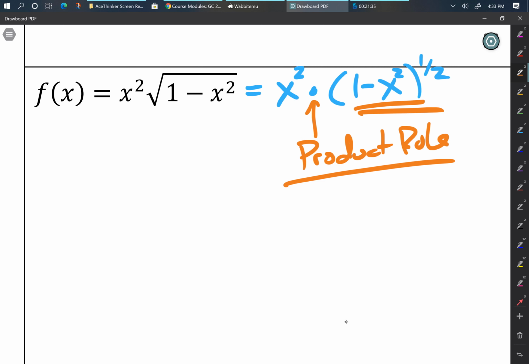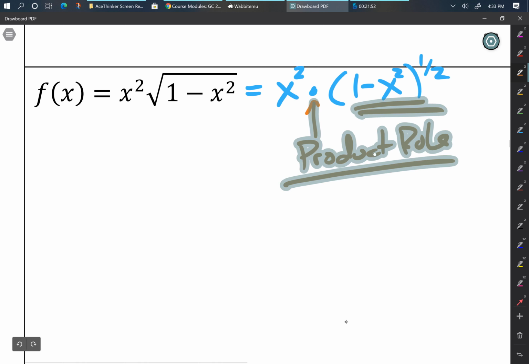Okay? So you could have a chain rule hiding in a quotient. You could have a chain rule hiding in a product. You could have two chains hiding in a product. You could have two chains hiding in a quotient. You could have a chain inside of a chain, nested chain rule problems. And so what we have to do is take this step by step by step.